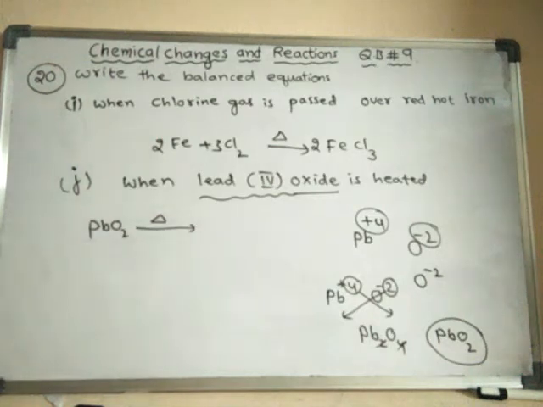See, what is the color of lead dioxide? It is a chocolate brown color. When chocolate brown colored lead dioxide is heated, what happens?